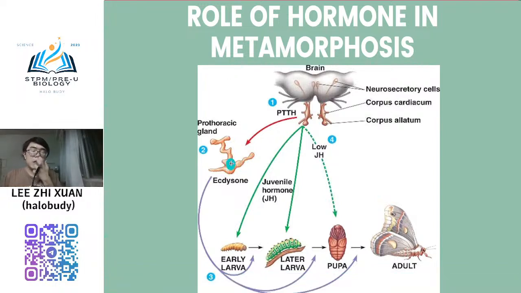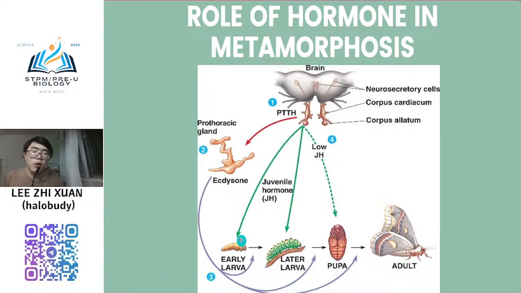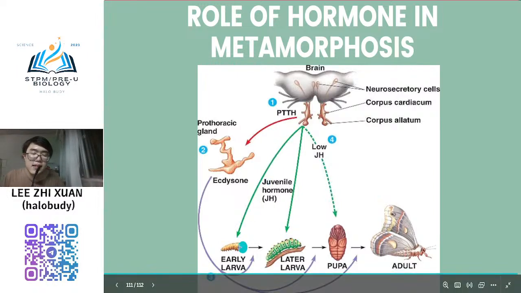So when ecdysone is secreted, it will trigger the ecdysis process at the growth of the insect, and juvenile hormone will inhibit the adult characteristics. So in the caterpillar stage, which we call the larva stage, there is a high amount of juvenile hormone. So every time the ecdysis process occurs, they will maintain the larva stage, meaning it will maintain the caterpillar stage, the caterpillar structure and shape.